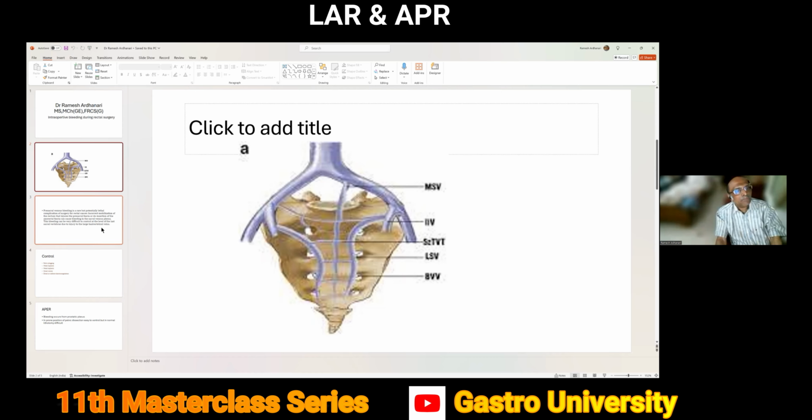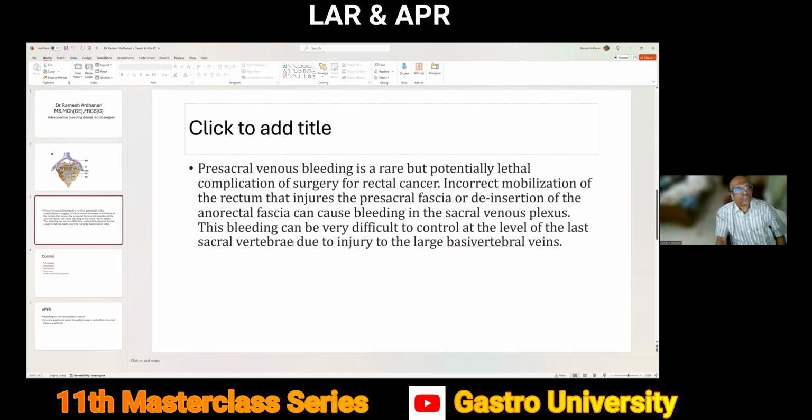Now, what do you do then? So, as is written in some of the books, presacral venous bleeding is a rare but potentially lethal complication of rectal surgery for cancer. Incorrect mobilization.